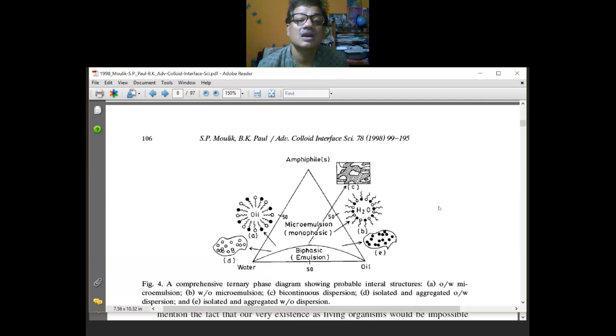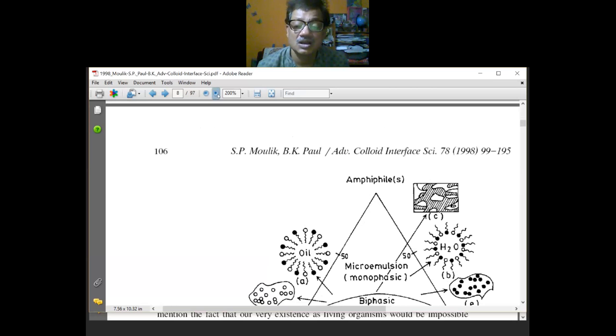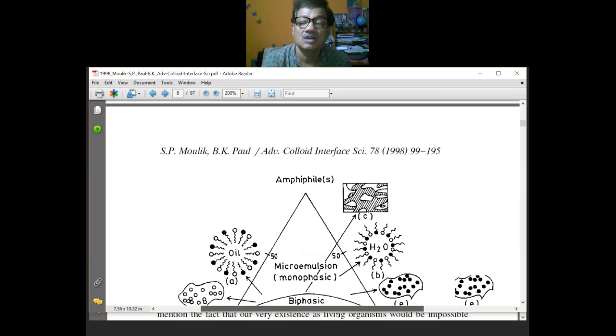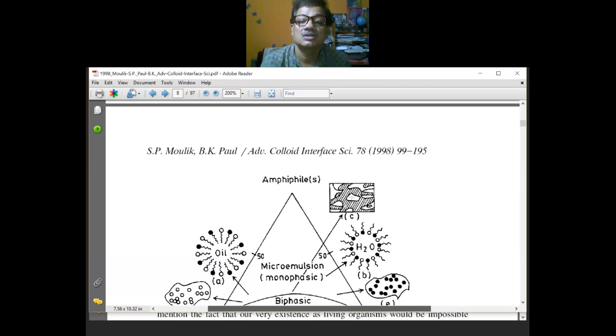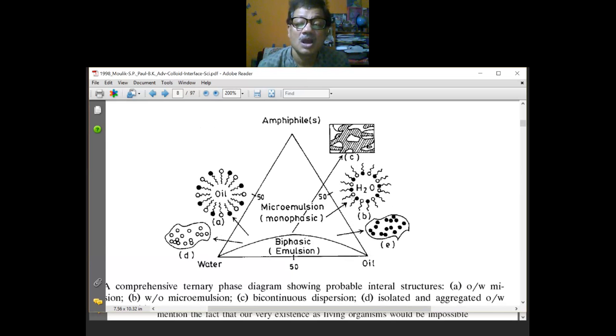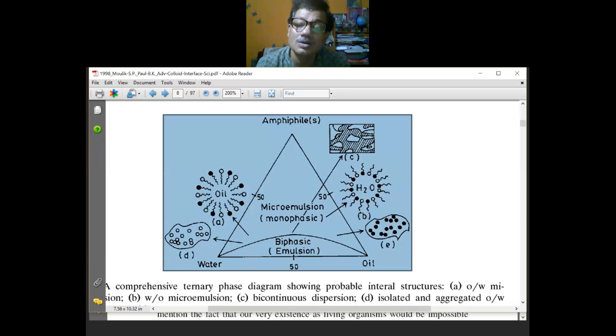Yes, this is the diagram I was talking about. Now this is the ternary phase diagram where you can see this is a biphasic zone, emulsion. How will it look? It will look cloudy. They are not clear. Okay, so 2,5. Here this is a monophasic microemulsion. What type of microemulsion here? Here water is dissolved because it is oil rich zone. So here it will be water dispersed in oil. So oil in water microemulsion.